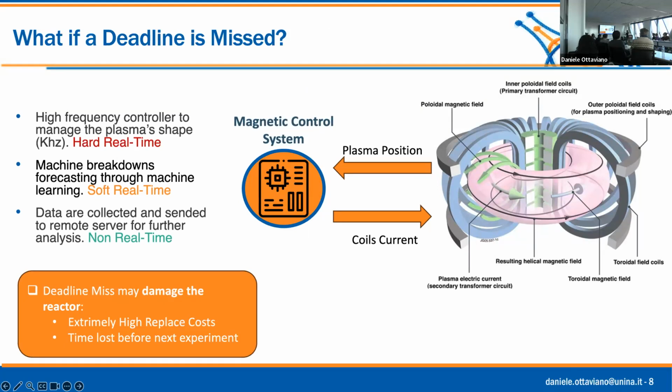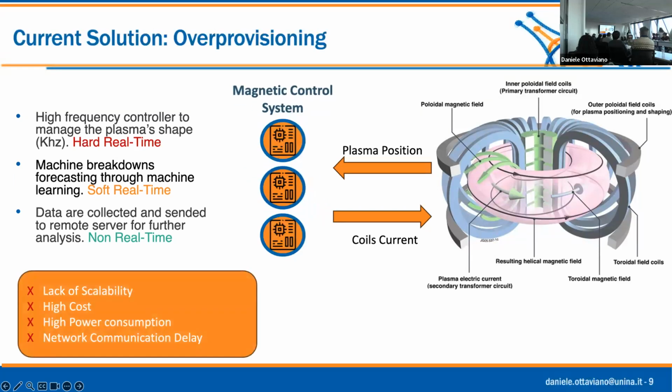So the problem here, okay. Are we going to put all these three applications in this example on a single board? Well, no, this kind of solution is not accepted yet. The current solution is over-provisioning. We have 3 applications, so we are going to buy 3 boards. Of course, this is okay for now because this is an experimental machine and we are trying to make it work. But of course, there is a lack of scalability in this approach, right?